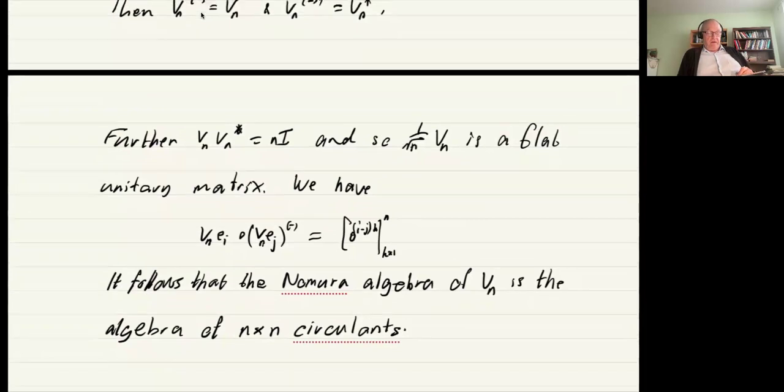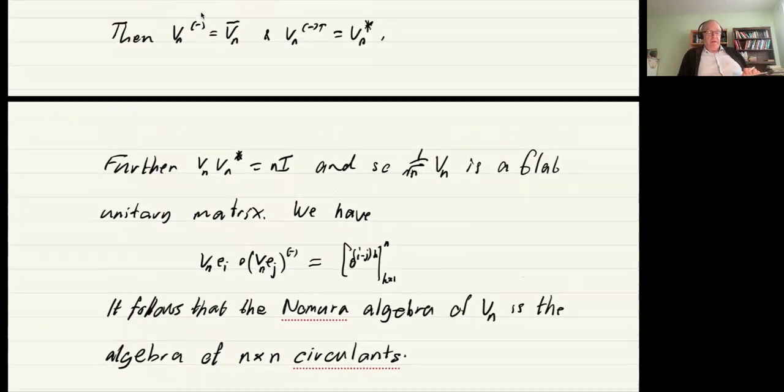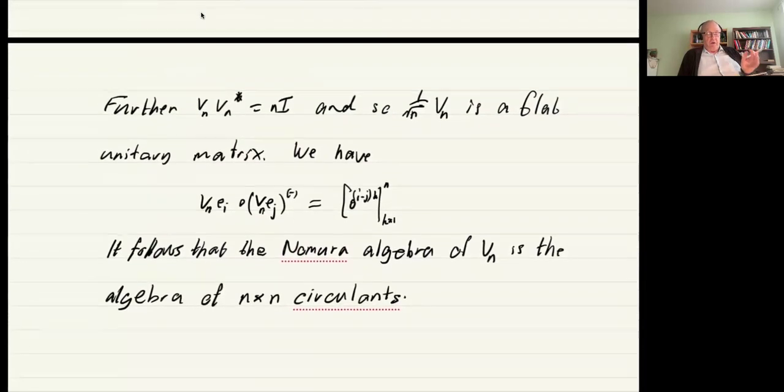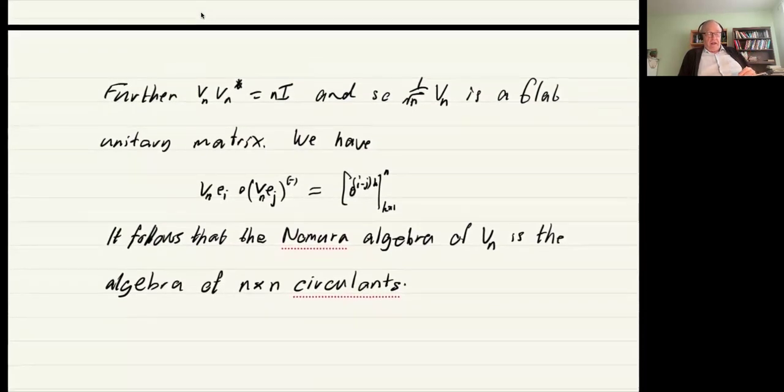What I'm trying to work out here is what is the Nomura algebra of this matrix. I'm claiming it's flat unitary, so it's type 2. What is this Nomura algebra? And the claim is if you do the obvious calculations, it's the algebra of n by n circulant matrices.